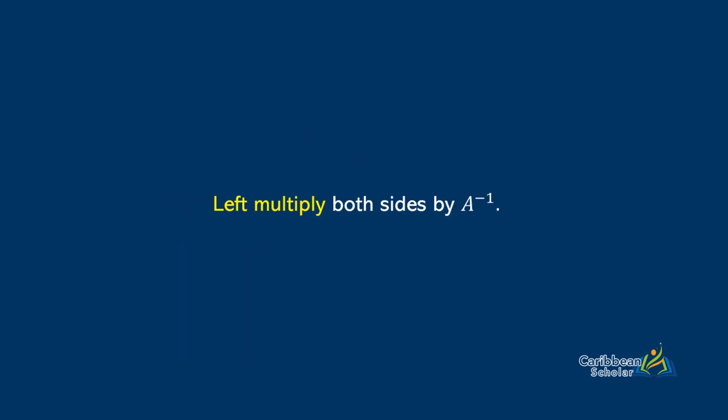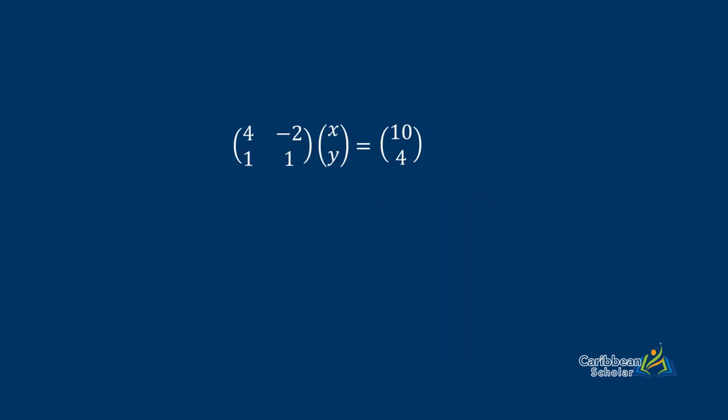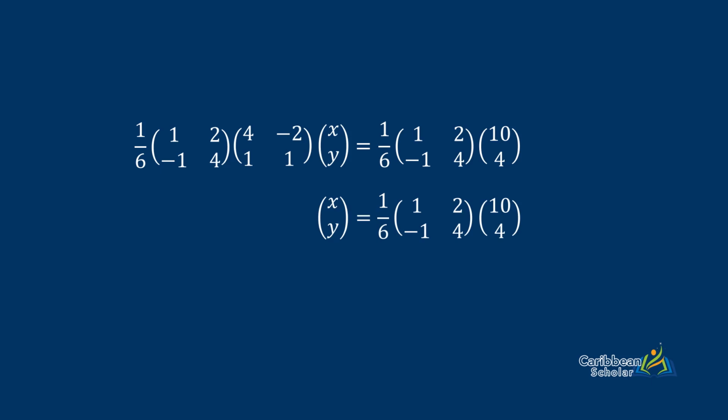Now step 3 is to left multiply both sides by A inverse. So here's our step 3, and A inverse cancels with A on the left-hand side. So here's what we're left with. All we need to do now is to simplify our equation with matrix multiplication. So let's do row by column.